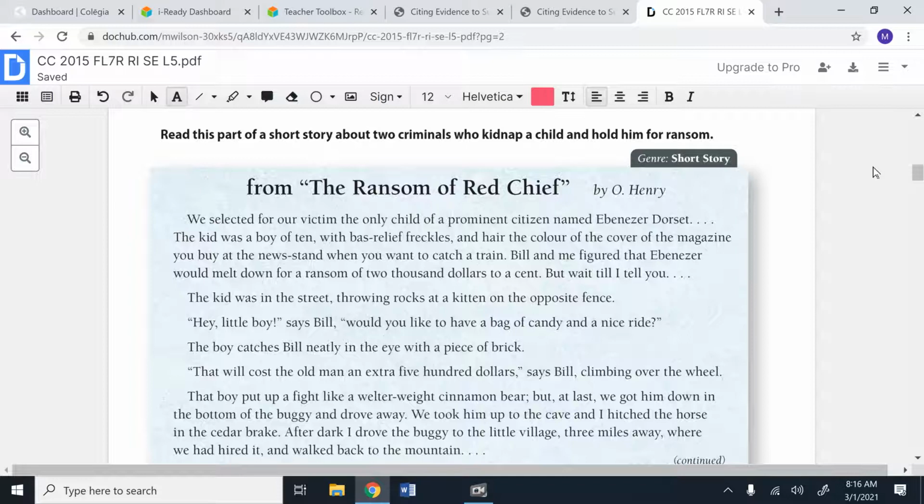Let's move on to part 2. It says, read this part of the short story about 2 criminals who kidnap a child to hold him for ransom. So let's look at this short story from The Ransom of Red Chief by O. Henry.